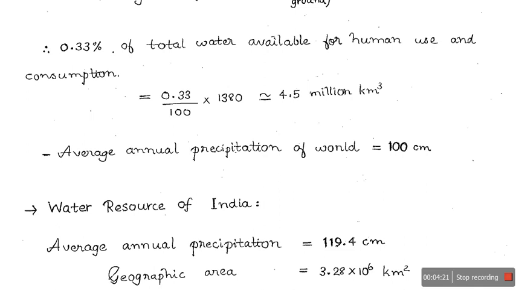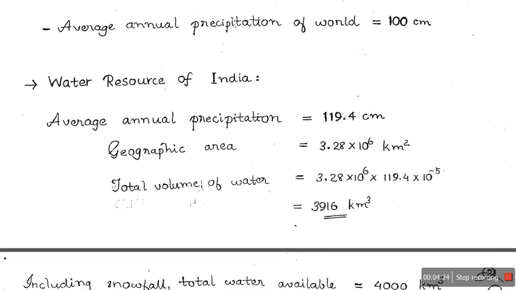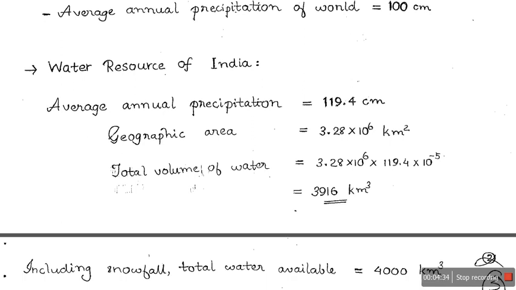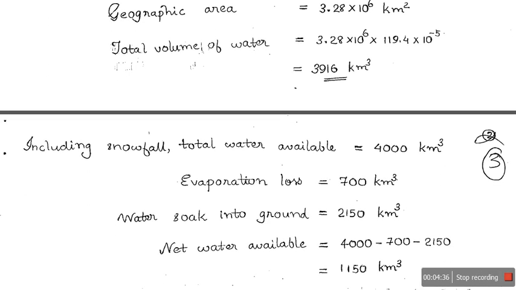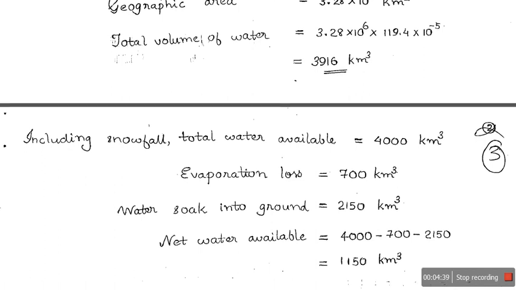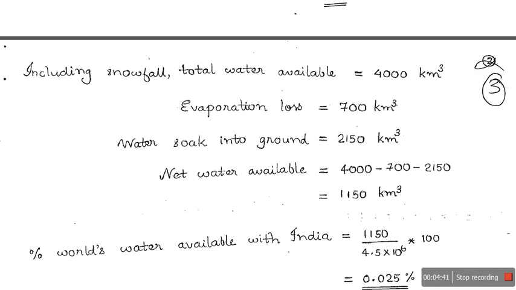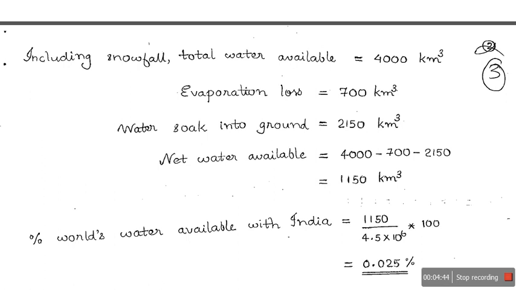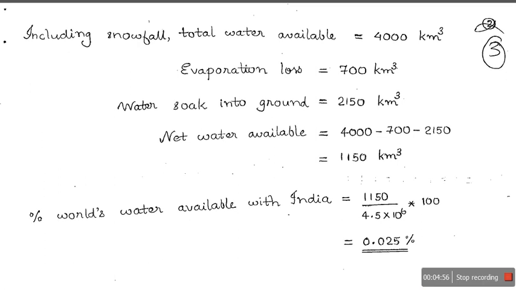So what is the water resource of India? The average annual precipitation is 119.4 centimeters. The geographical area is this much, and the total volume of water is 3900 cubic kilometers. So this is the information about India: the evaporation happening in India, the total net volume of water we have, and the percentage of India's water compared to that of the world. This is the data given for India.